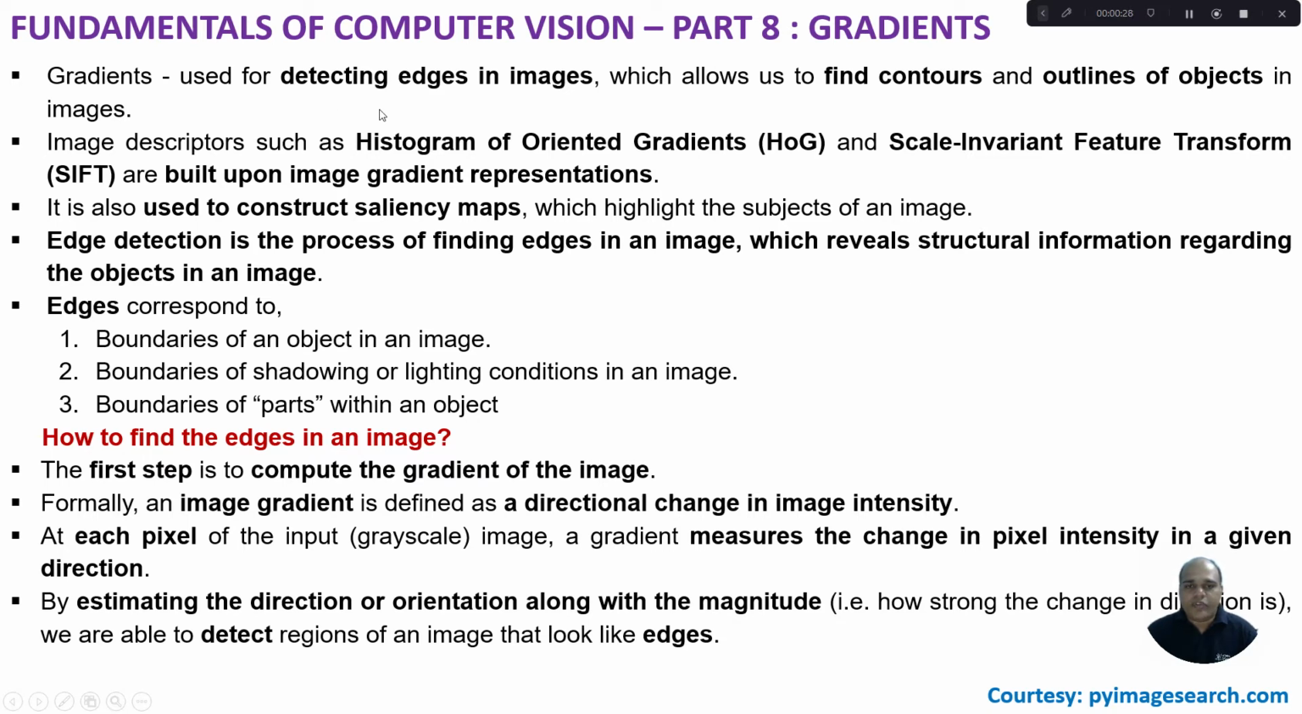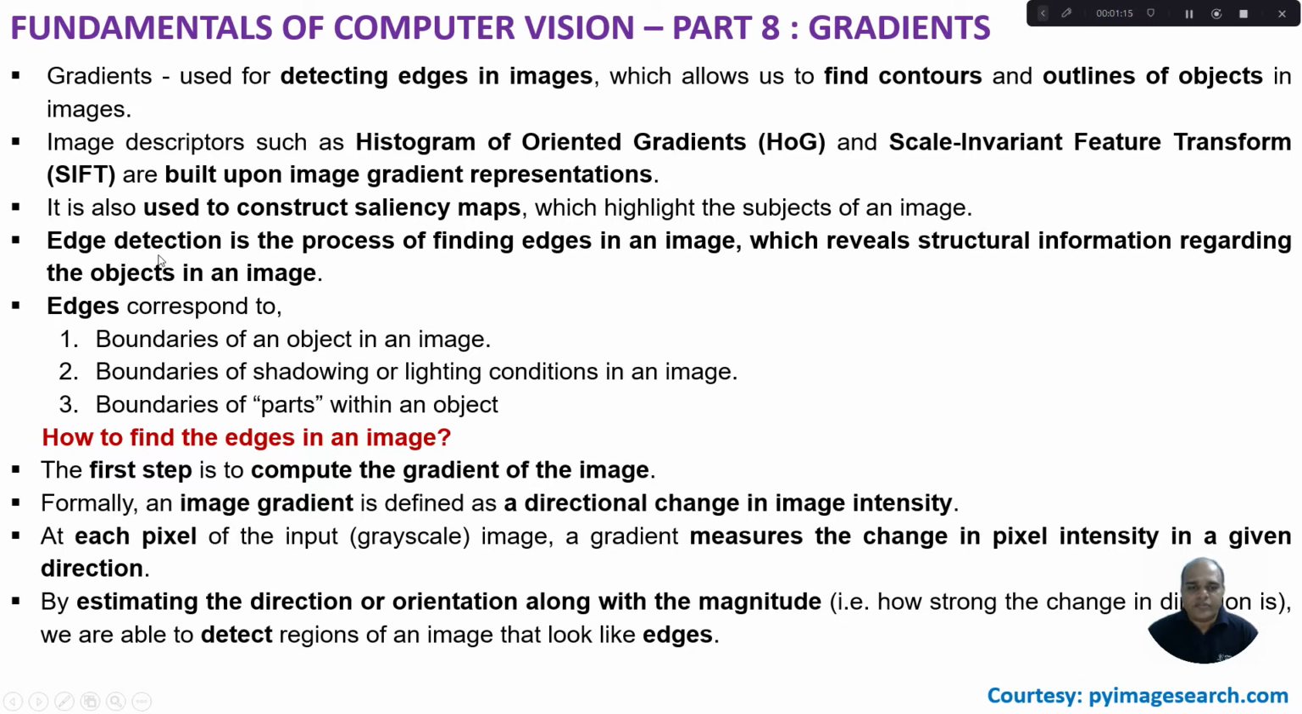Gradients are used for detecting edges in an image, which allows us to find contours and outlines of an object in an image. So we make use of this gradient to identify the outline of an object. This type of finding the edges in an image will help in different methods like histogram of oriented gradients and scale invariant feature transform, where we use this gradient as an initial step. Then these methods build upon it. It is also used to construct the saliency map, which can highlight the subject in an image.